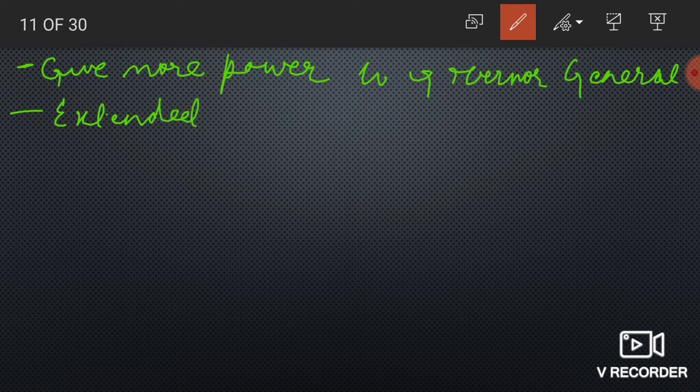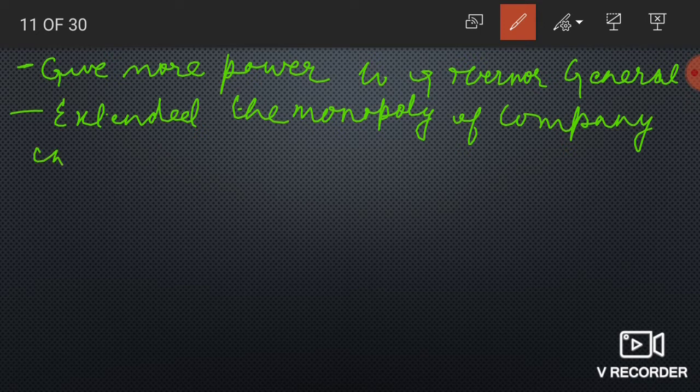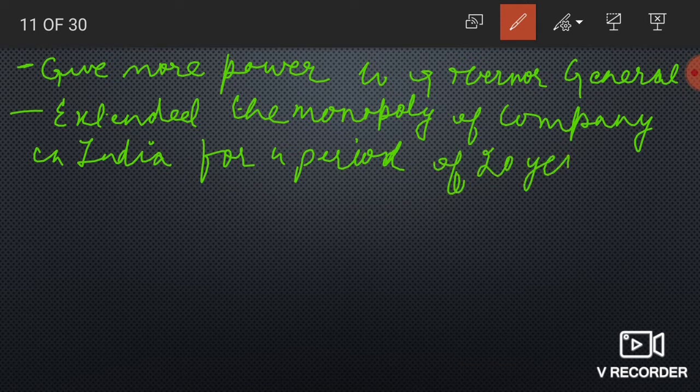Number 3, it extended the monopoly. Monopoly means when there is only one competitor in the market, the monopoly of the company in India for a period of 20 years.